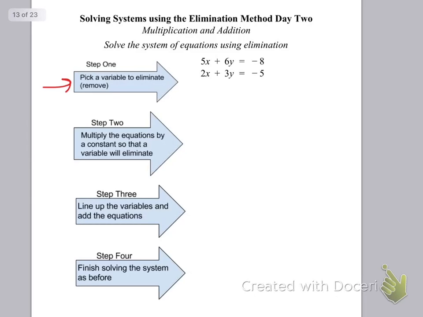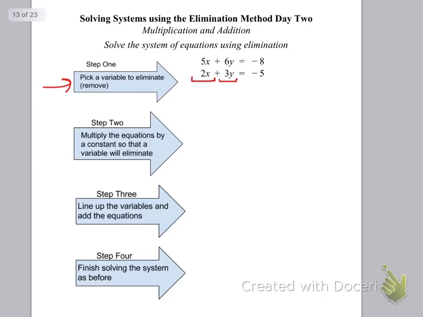If I'm looking at all of these terms, I'm going to break it down for each one. For x, I have 5x and 2x. My second one, I have 6y and 3y, and then my numbers don't really matter in this case. If I want to cancel out something, I want to be able to manipulate one of the problems so something cancels out. If I look at the x's, I have 5 and 2, and there's no easy way of making those exactly the same.